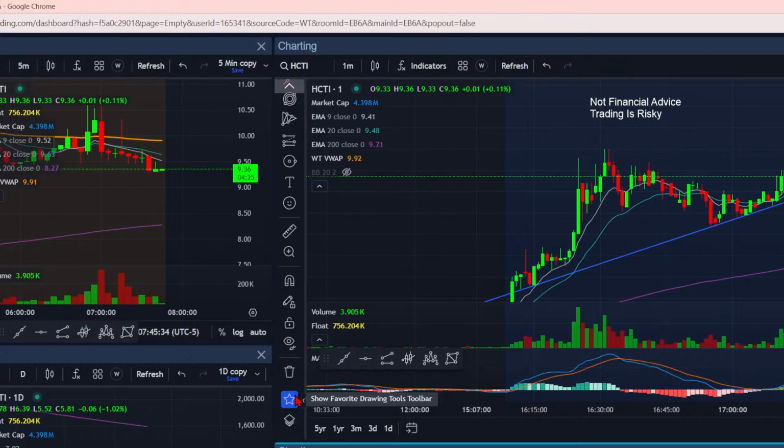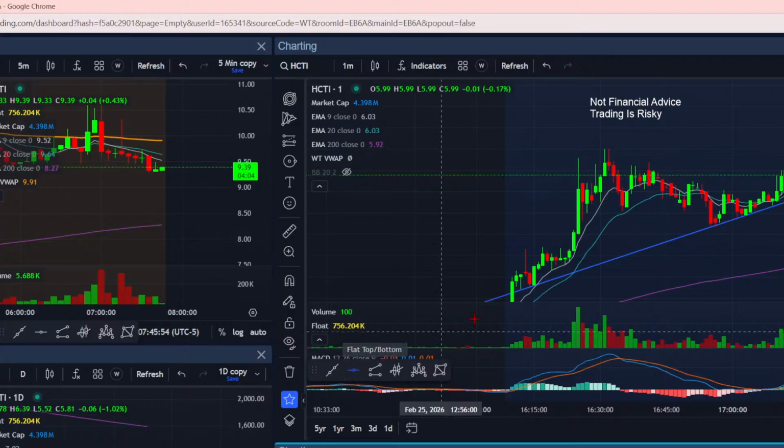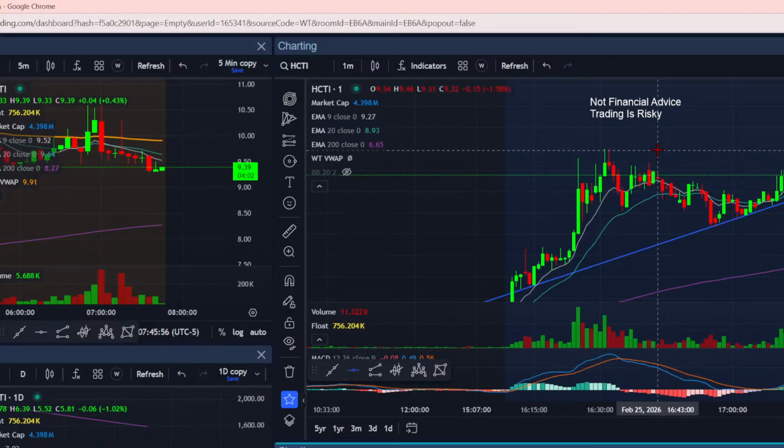You have trash and star. But right here, I have the graph. I made this right here, so I can put it right here, and I can watch it whenever I want. Because these are the ones I use the most. The horizontal line, extended line. That's really it. That's all I use. Because it's quick and easy. It's not like I have to be drawing hella.